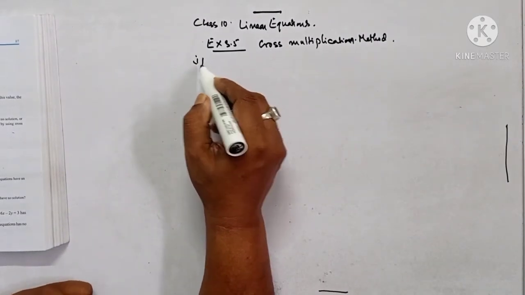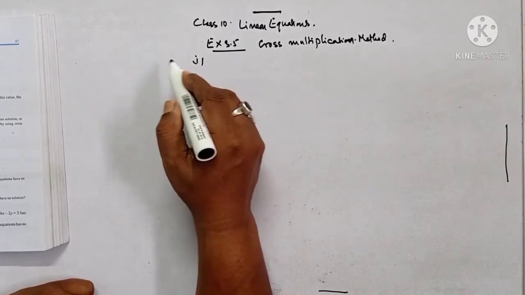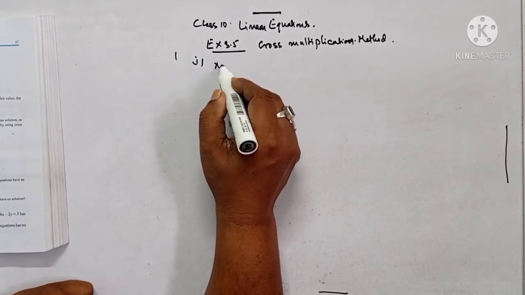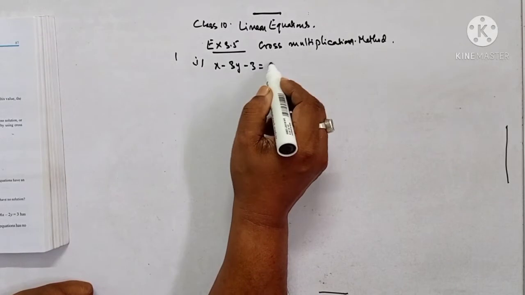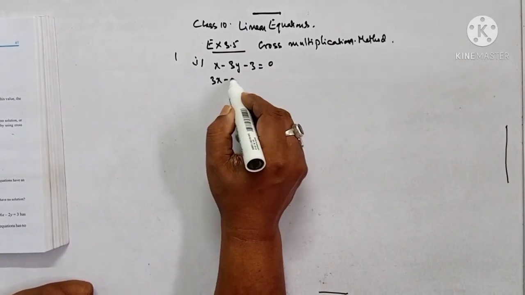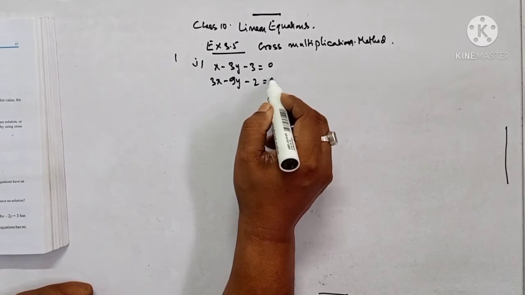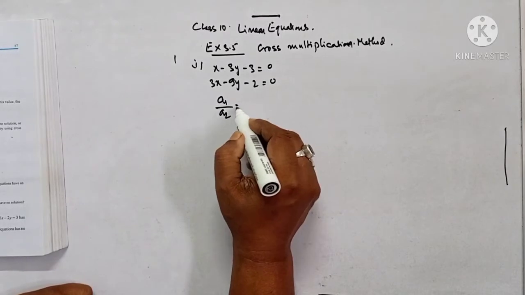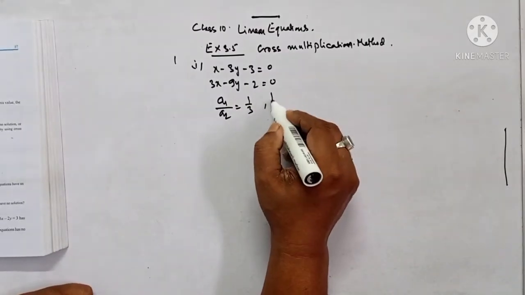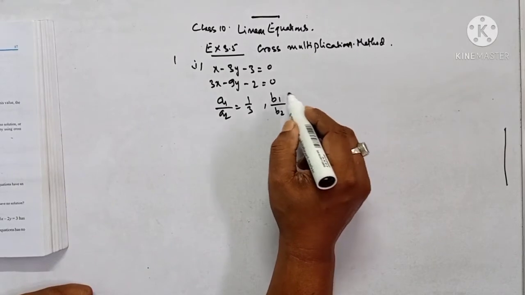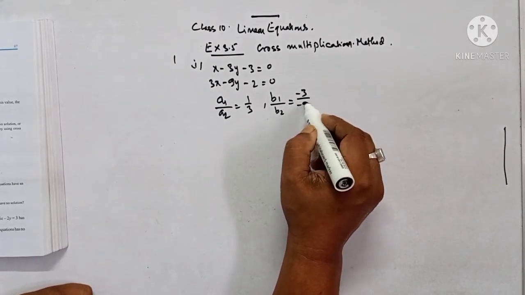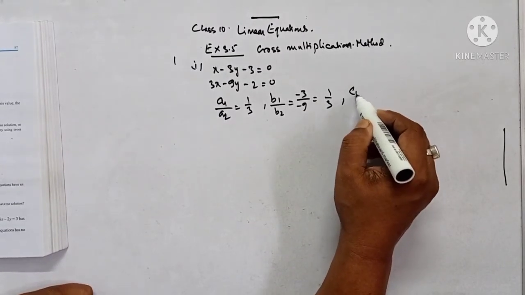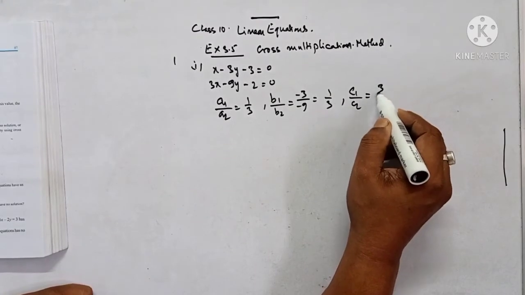First, question 1. This is x minus 3y minus 3 equal to 0, and 3x minus 9y minus 2 equal to 0. Here we find that a1 by a2 is equal to 1 by 3, b1 by b2 is equal to minus 3 by minus 9, that is equal to 1 by 3, and c1 by c2 is equal to 3 by 2.